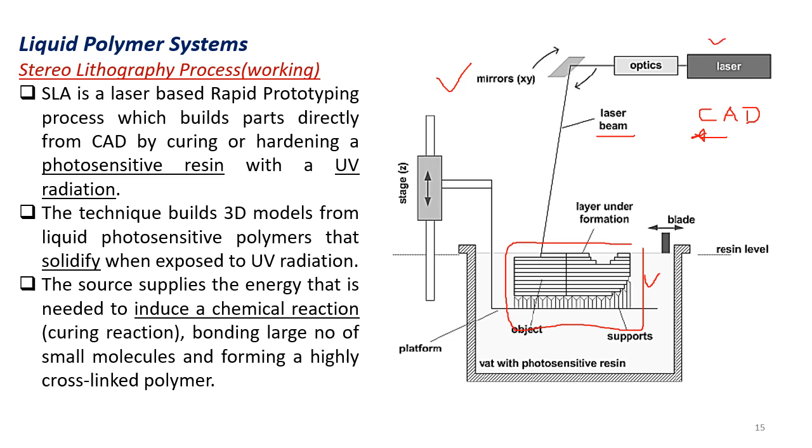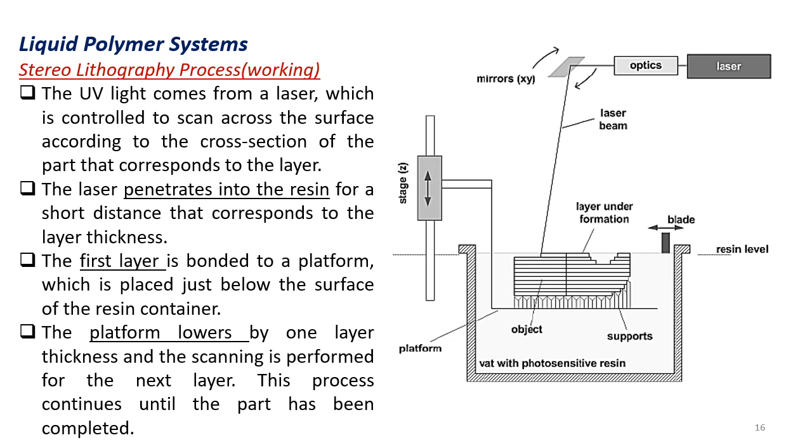Here the source is the laser which is needed for the chemical reaction. That one we call curing, where bonding of a large number of small molecules forms highly cross-linked polymers. Here we can see the polymer getting solidified, and a support structure getting created on the platform. As we know, the need here is for ultraviolet light. The ultraviolet light comes from the source, that is a laser source, which is controlled by the scan mechanism to have a raster scanning and to expose the laser to where it has to get solidified.